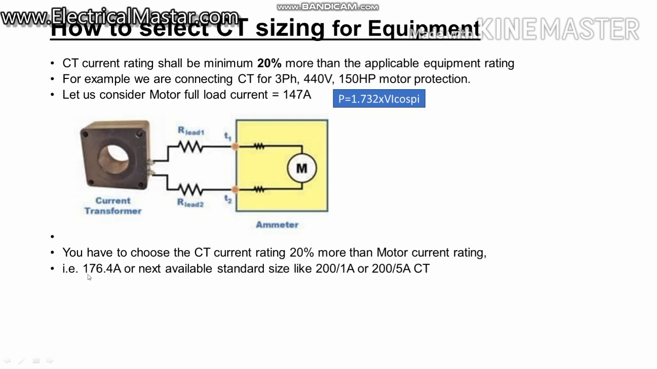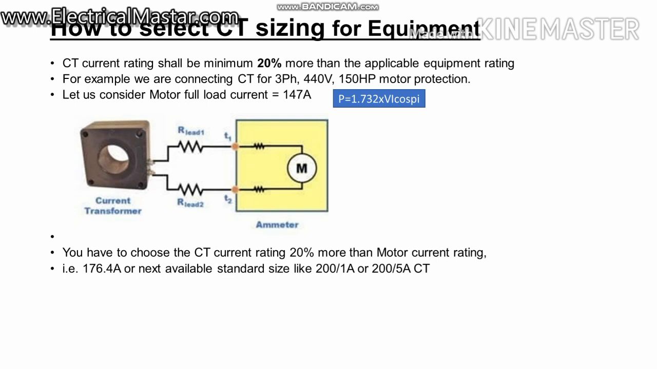In the market you cannot get a 176 ampere CT, so we go to the next standard available size, which will be 200 amperes. So we can select a 200/1 ampere or 200/5 ampere CT for connecting this motor feeder. In this way you can easily size the CT for any equipment.